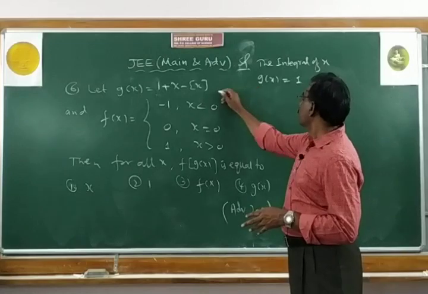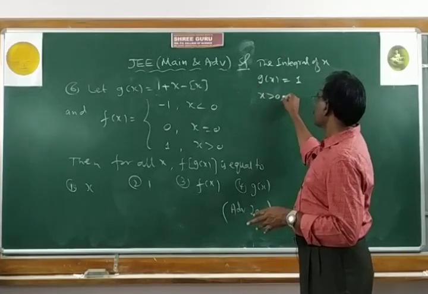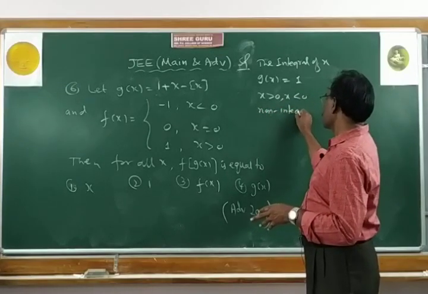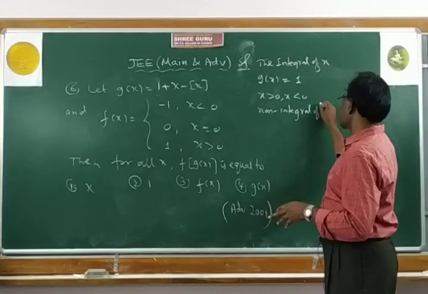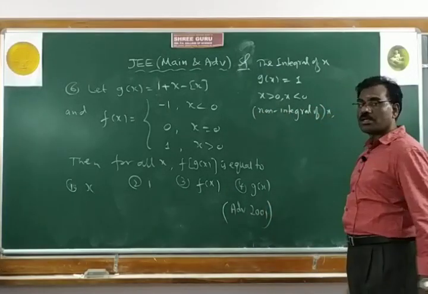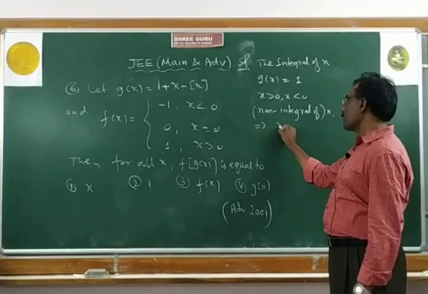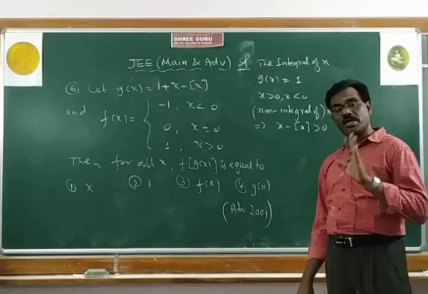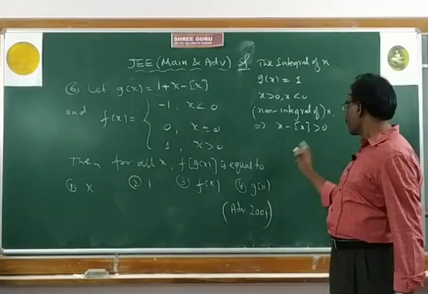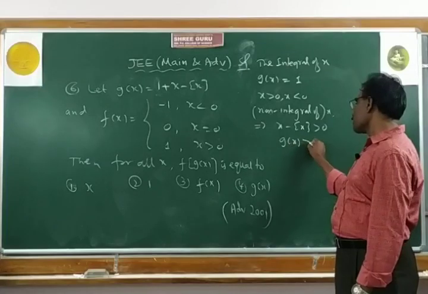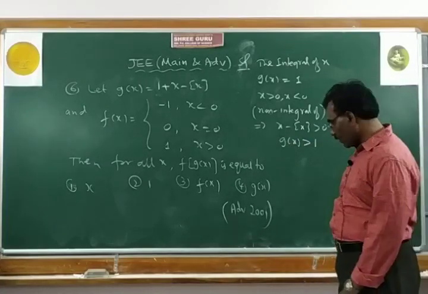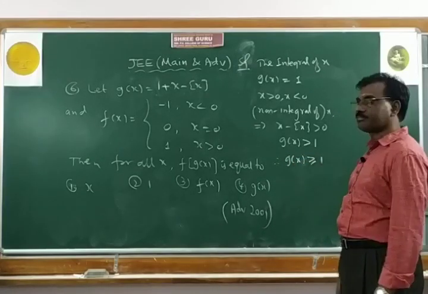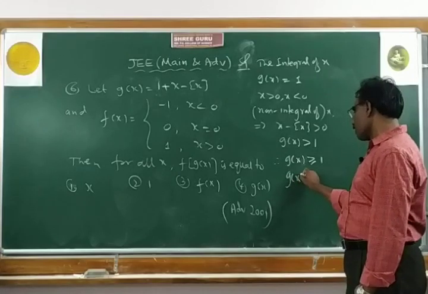Now consider x positive or negative, and non-integral. For non-integral x, x minus the greatest integer must be positive. When this is positive, g of x is greater than 1. Therefore g of x is greater than or equal to 1. I think we can simply write g of x is 1.